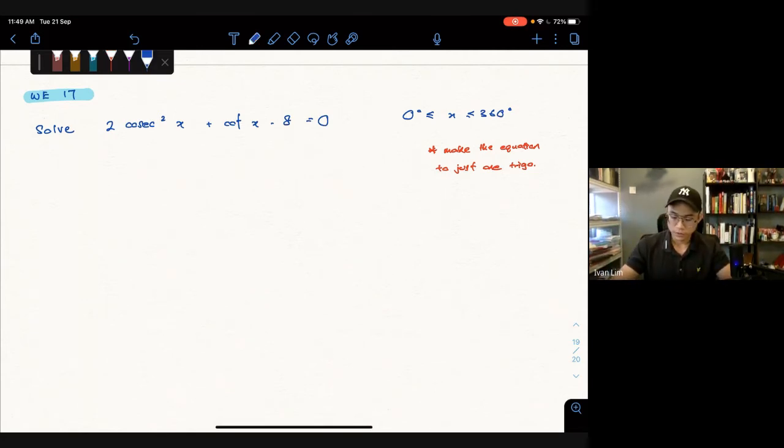So when you see cosecant square, or any trigo with a square, you would want to think about the trigo identities, one of the three. Just now what we learned, there's one that gives you cosecant square, which is cotangent square theta. Maybe I write it in red.